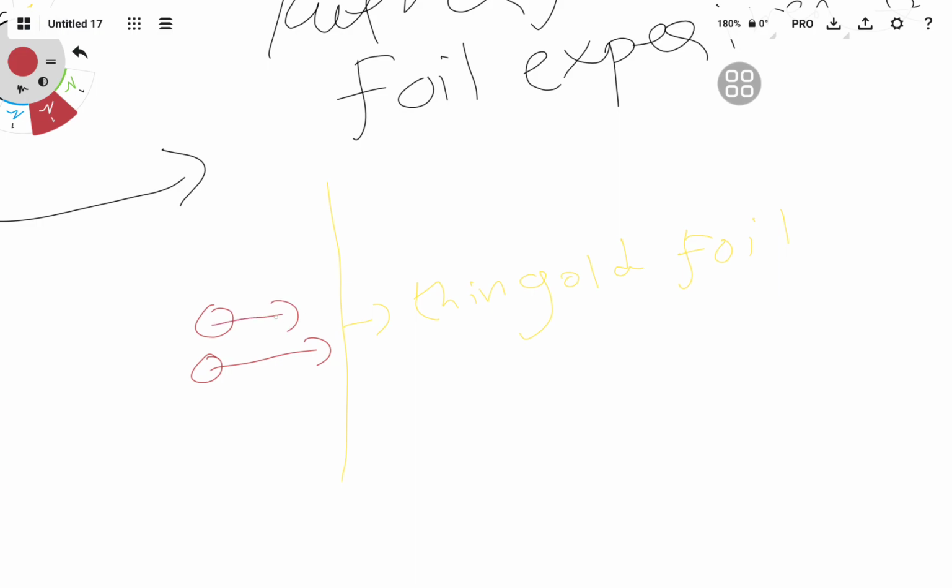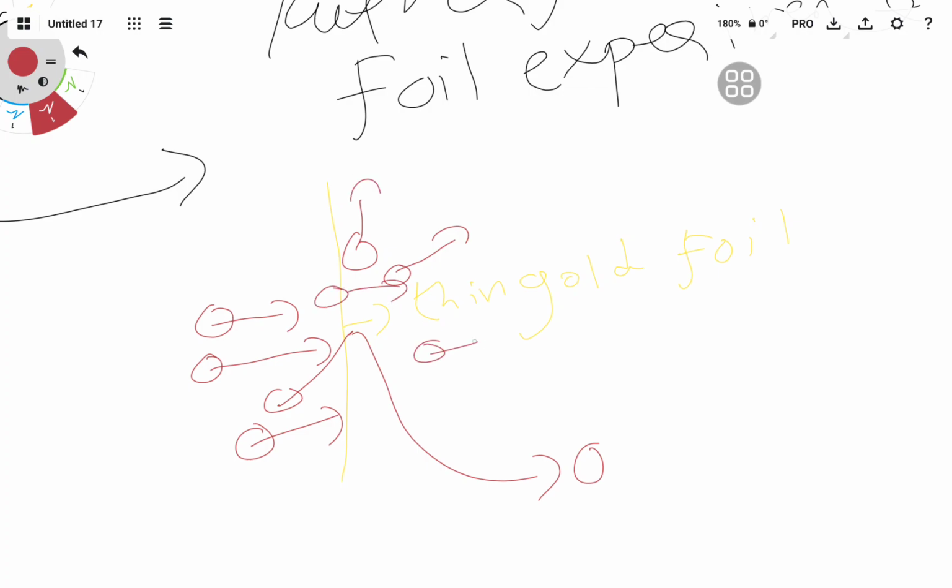So basically some passed through, which means the atom is very small. Some were deflected at large angles, like this, let's say it was reflected like this. Some were deflected at small angles, and some just passed through like this and this. So this showed that the atom is very dense and has positive charge.